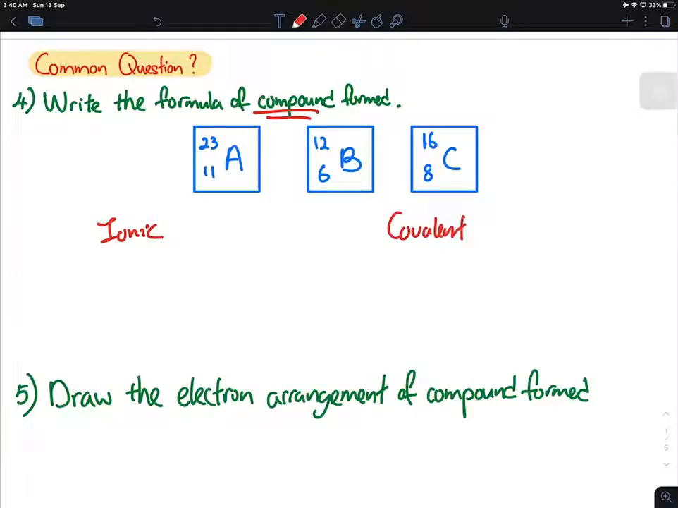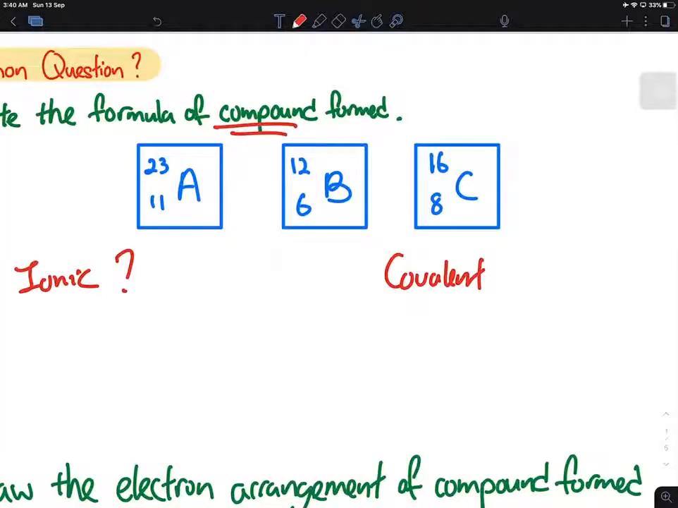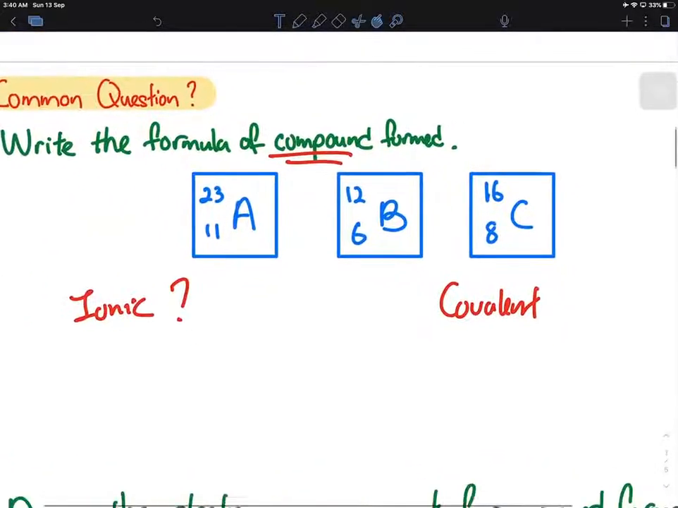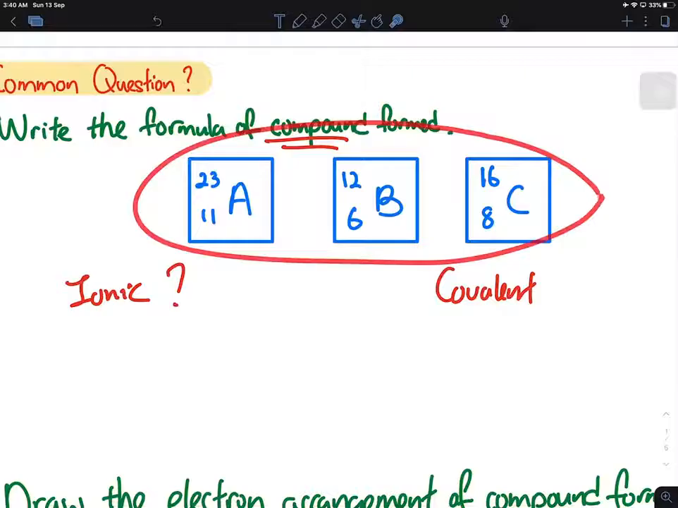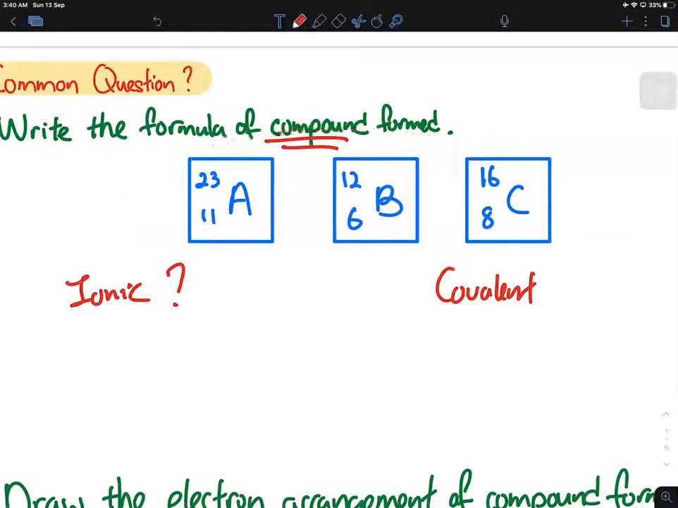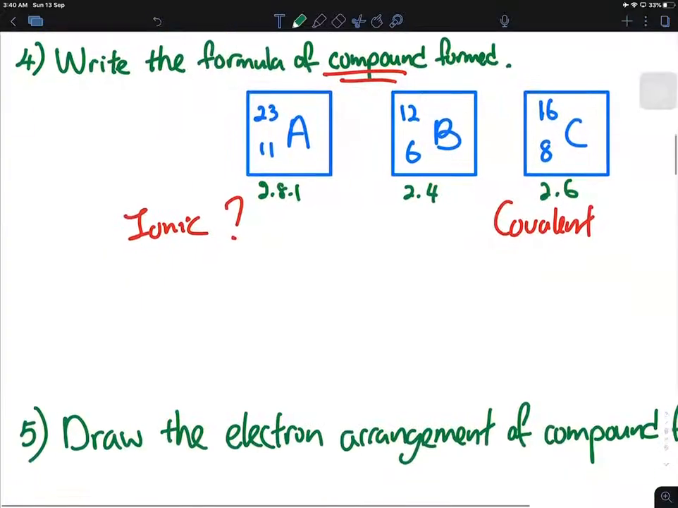So now let's say I want to form an ionic compound from the 3 examples given here. Ionic compound, so ask yourself, an ionic compound is formed from metal and non-metal. How do I know which one is metal and non-metal? We use the group. How to know the group? Valence electron. So here we have 2.8.1, 2.4, 2.6. So ionic will be formed between A 2.8.1 and then C, non-metal 2.6.